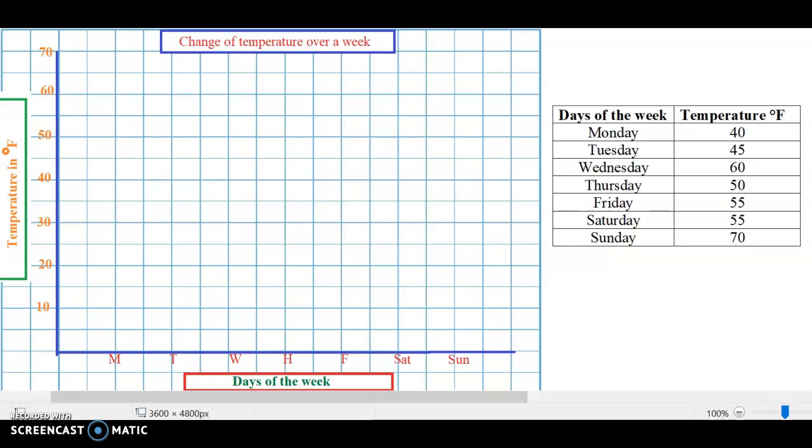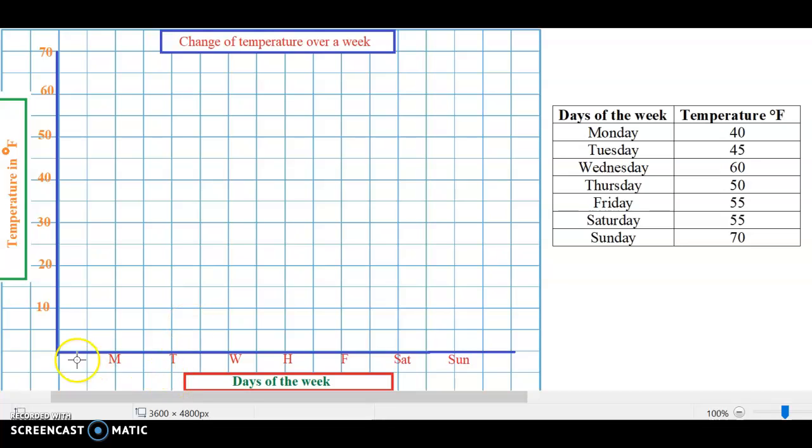Hello everyone, this is a short video on how to make a line graph. We're using the data points in this table to make our line graph. First of all, every line graph should have a title. The title of our line graph is change of temperature over a week.